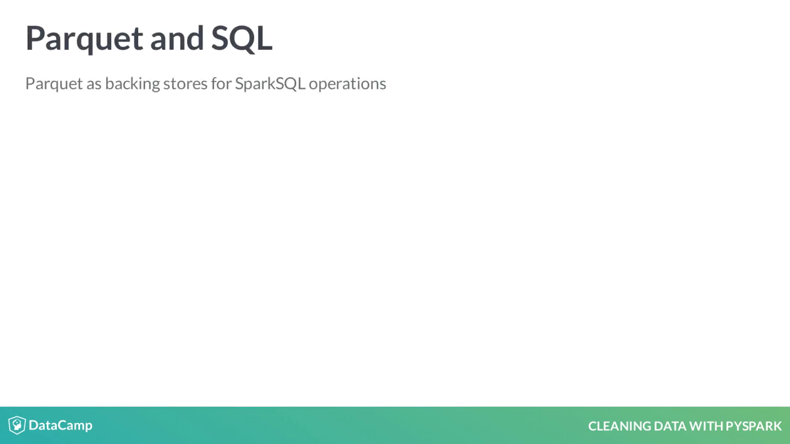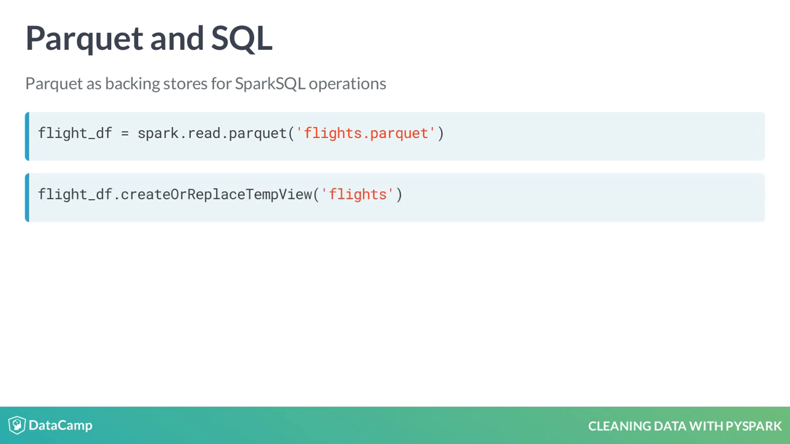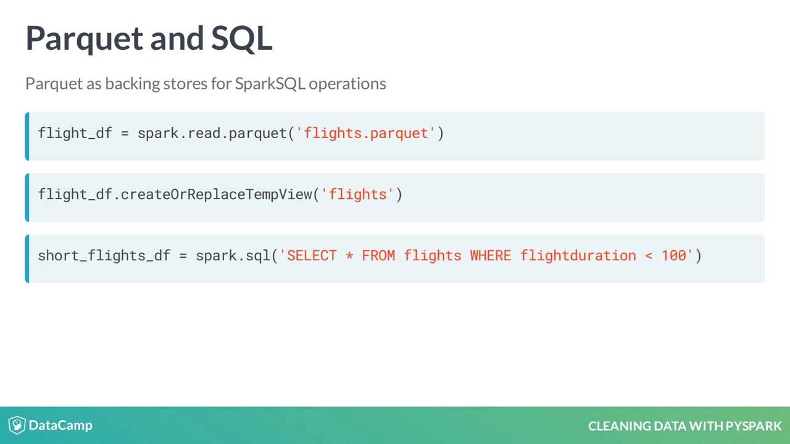Parquet files have various uses within Spark. We've discussed using them as an intermediate data format, but they are also perfect for performing SQL operations. To perform a SQL query against a Parquet file, we first need to create a data frame via the spark.read.parquet method. Once we have the data frame, we can use the create or replace temp view method to add an alias of the Parquet data as a SQL table. Finally, we run our query using normal SQL syntax and the spark.sql method.